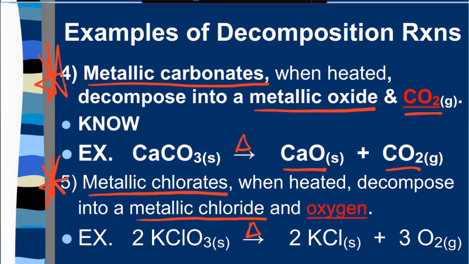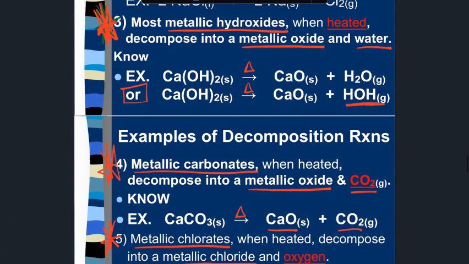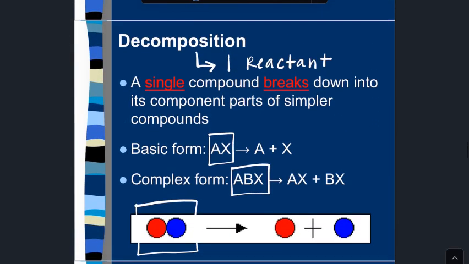So those are the decomposition reactions. And again, these last 3, make sure you memorize them. I'm going to say them one more time. We have a metallic hydroxide that decomposes into a metallic oxide and water. A metallic carbonate is going to break down into a metallic oxide and carbon dioxide. And a metallic chlorate is going to break down into a metallic chloride and oxygen. And those are your decomposition reactions. And how we can identify a decomposition reaction is we've got one reactant.